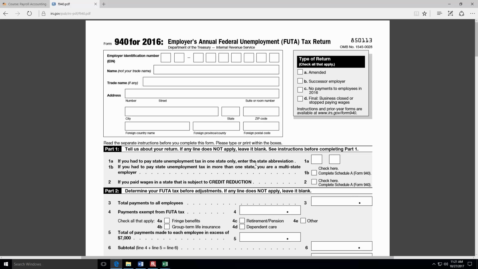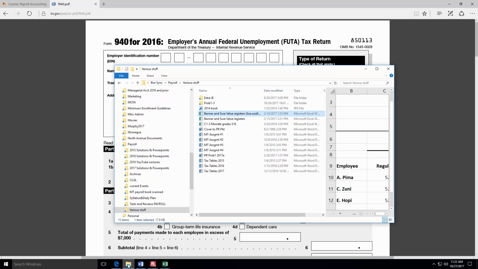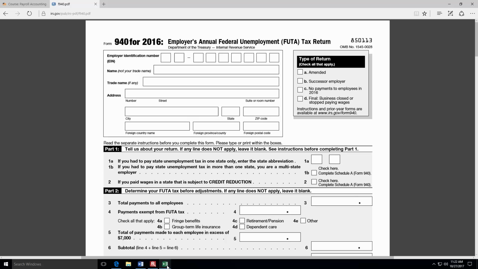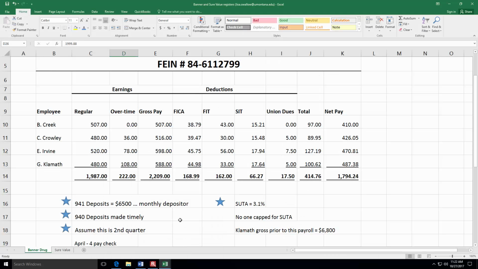So on your payroll register, you've got the names of 4 employees. Put those down here. And then using the payroll register, I want you to figure out how much they earned every quarter. And there's no change between the quarters. This is a very simple example. Crete, Crowley, Irvine, and Klamath.